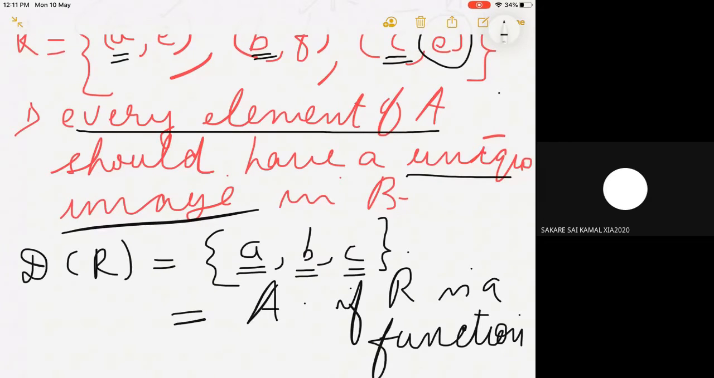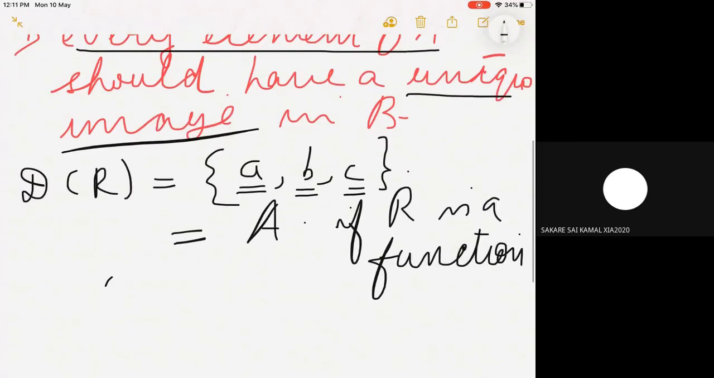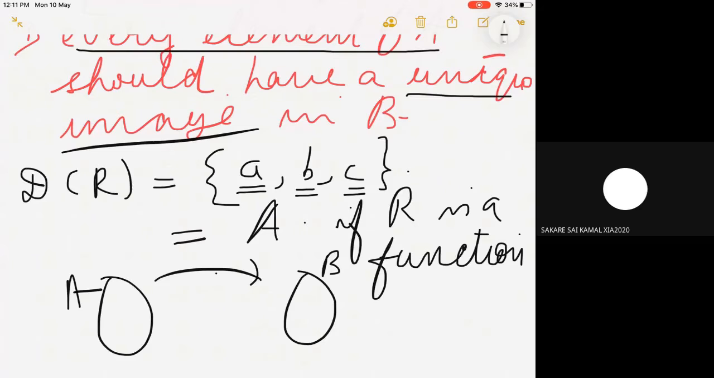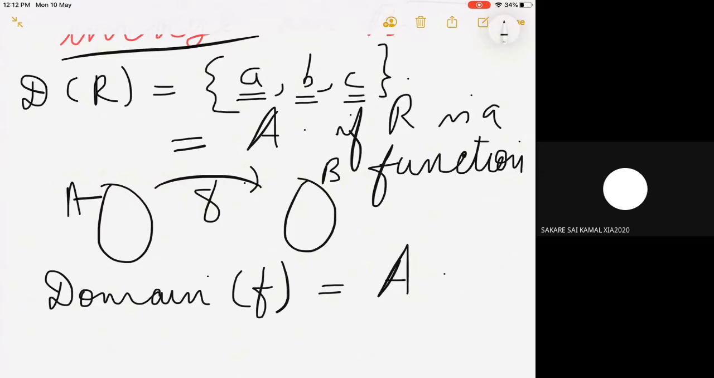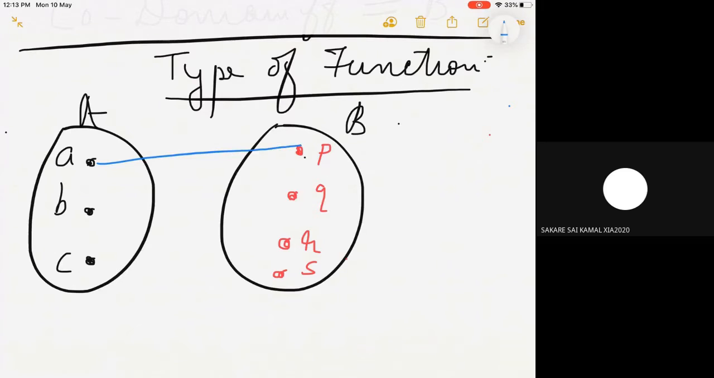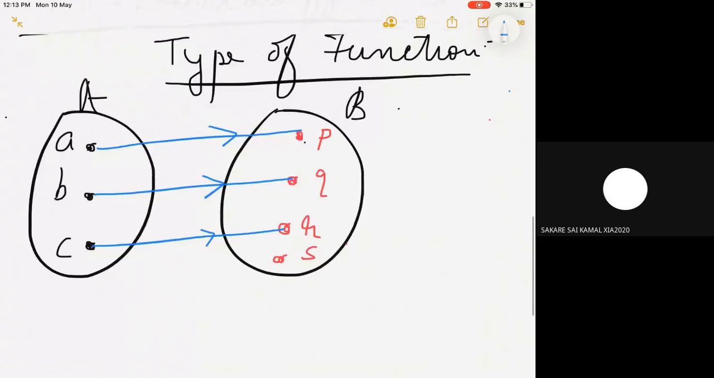So in other words, we can say that if f is a function defined from A to B, then the domain of f, by the definition of function itself, becomes A, and B is known as the codomain of f. So in this arrow diagram, the image of A is P, the image of B is Q, the image of C is R, and the function we call f.